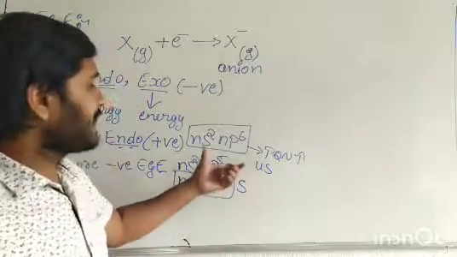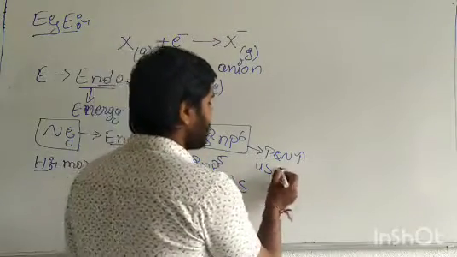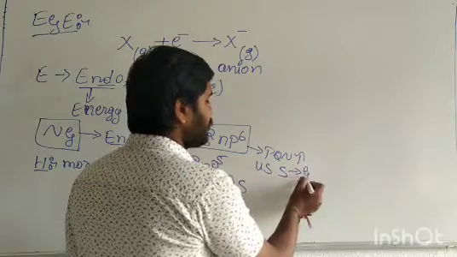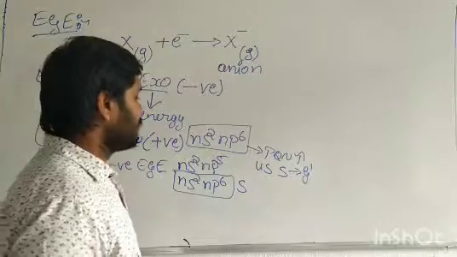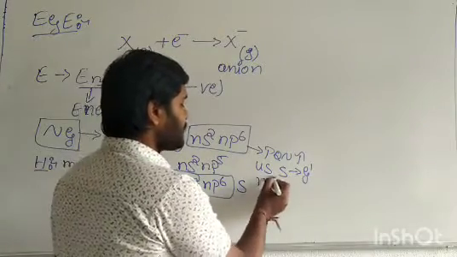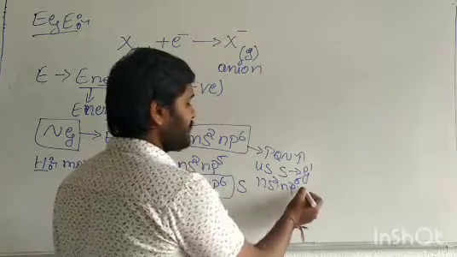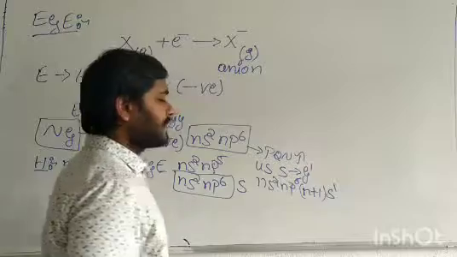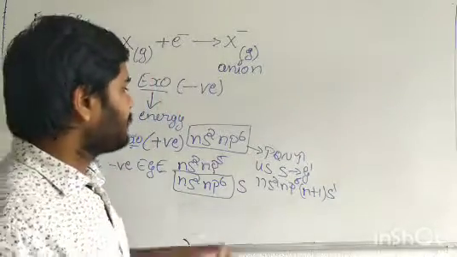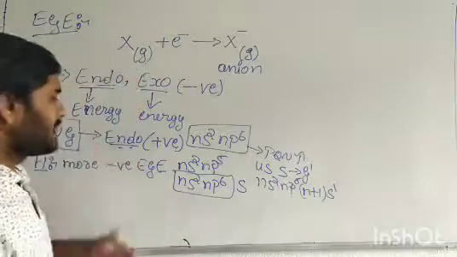Okay, here the next configuration becomes an s block element, that means a group 1 element, right? If you add one more electron to ns2 np6, the next principal quantum number comes. I will represent this as (n+1)s1. Okay, this is the configuration when we add an extra electron to the noble gases.